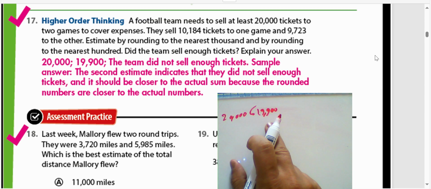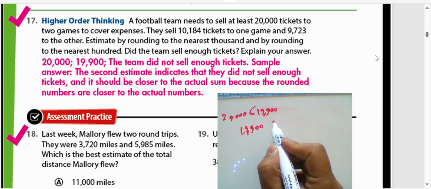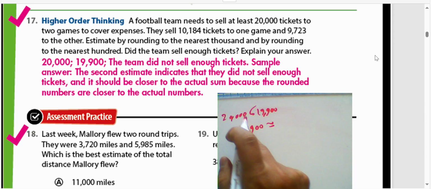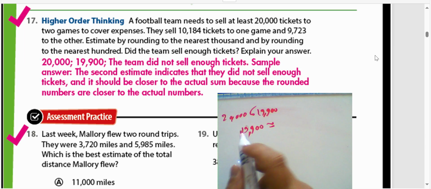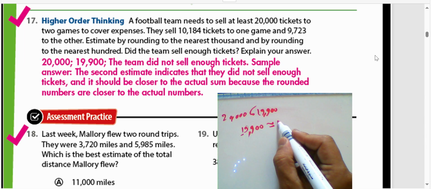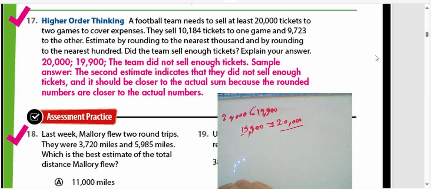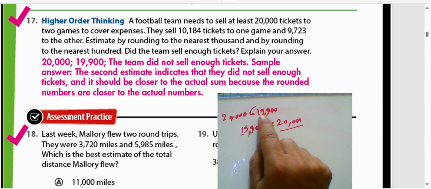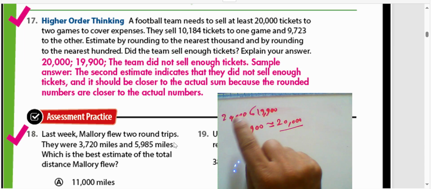Okay, this number we can approximate, 19,900 to the nearest what? To the nearest 10,000. 9 can give 1, yes, it will be 2, and 0 and 3 zeros, it will be 20,000. The answer here will be what? 20,000. The team didn't sell enough tickets because the second estimate indicated that they didn't sell enough tickets, and it should be closer to the actual sum because the rounded numbers are closer to the actual number. Okay, this number, if you approximate it to the nearest 10,000 place, it will be 20,000 like this.